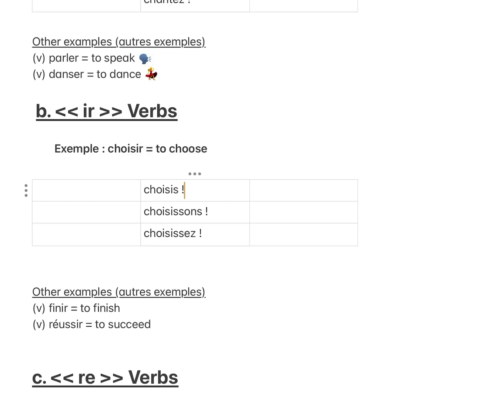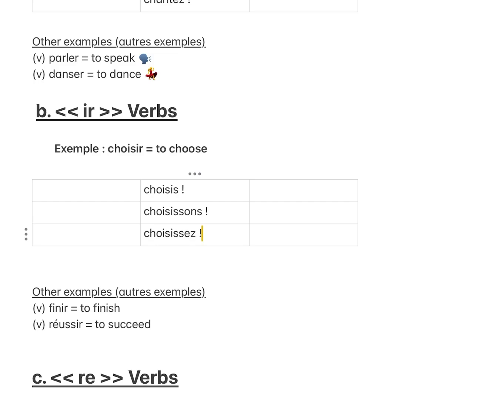So the imperative form for the verb choisir is choisis, which means choose, that is when addressing informally. Choisissons, which means let us choose, and choisissez, which also means choose, but it is used when addressing formally or to a group of people.